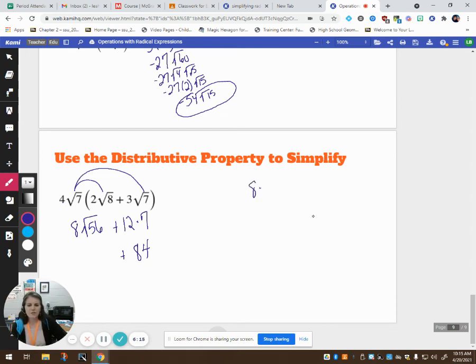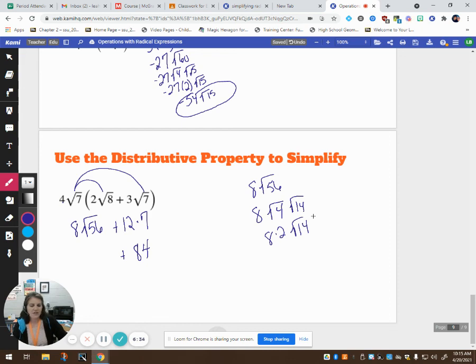So I've got 8 square root of 56. I can rewrite that as 8 times the square root of 4 times the square root of 14. What is 56 divided by 4? Is that 14, I believe? Yes. So square root of 4 is 2. So I have 8 times 2 times the square root of 14.